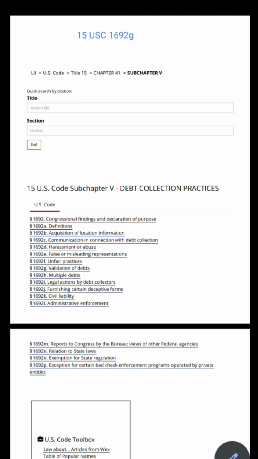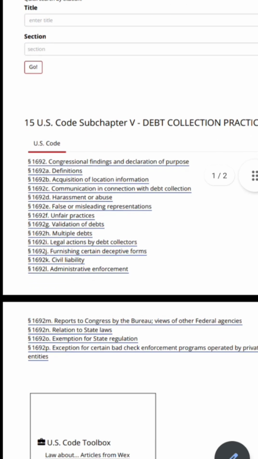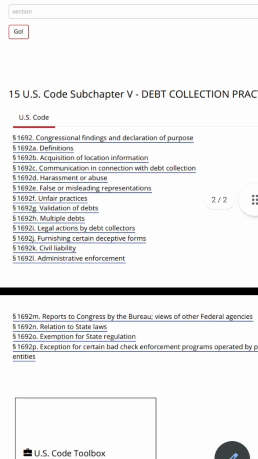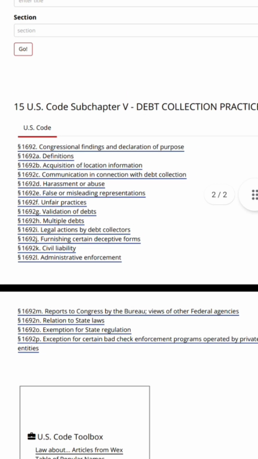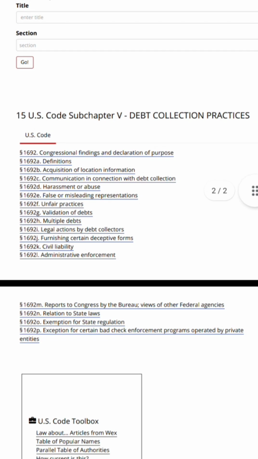Okay, so we're going to go into 15 USC 1692, right? We're in the debt collection practices. Hopefully you can read, and if you can't, go get somebody that can. Do not be afraid to ask for help if you do not understand something. How do you expect to get where you need to be?